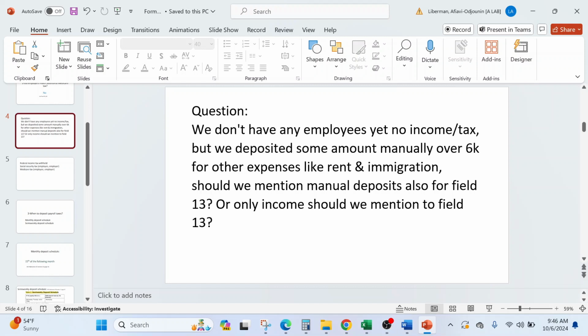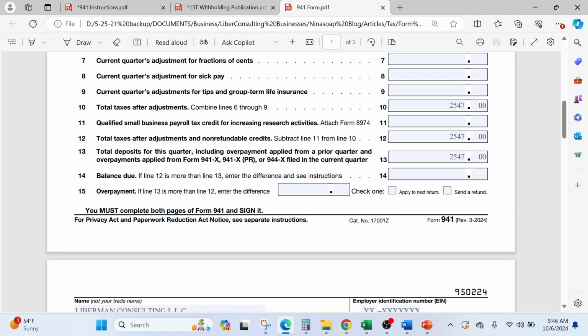You do not put on Form 941 line 13, you do not put your business income, your business revenue on line 13. You do not put your contribution on line 13.